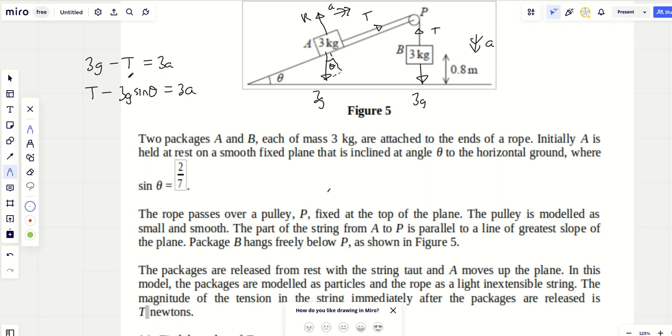Normally I'd add these two together to find the acceleration, because often they ask for that, but here this time I'm just going to say, well, that means that 3g minus t is going to be equal to t minus 3g times 2/7, because they told me that was 2/7, and so I can add the t to get 2t, if I put that on that side, and then do 3g plus 6g over 7.